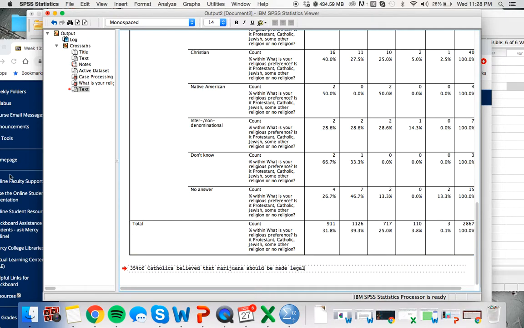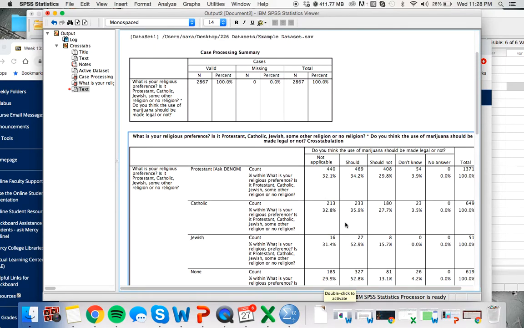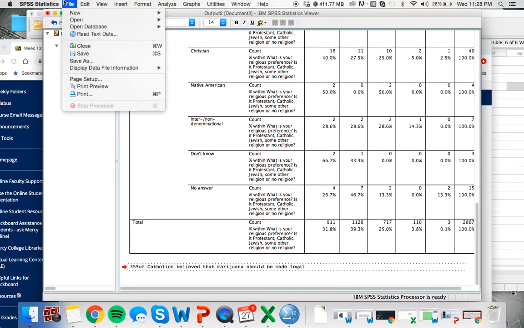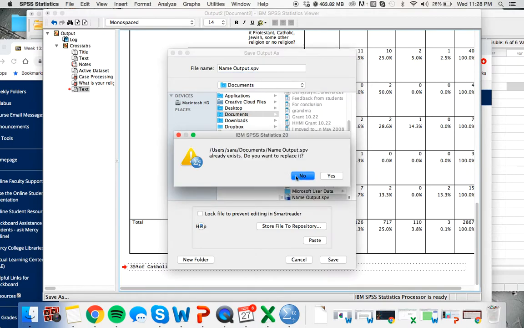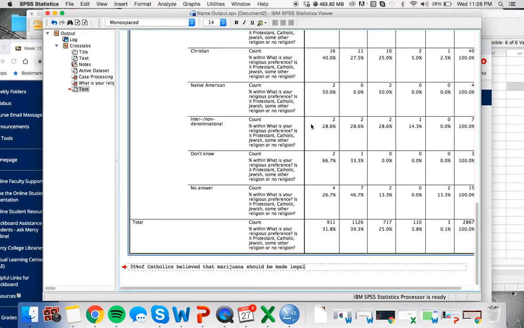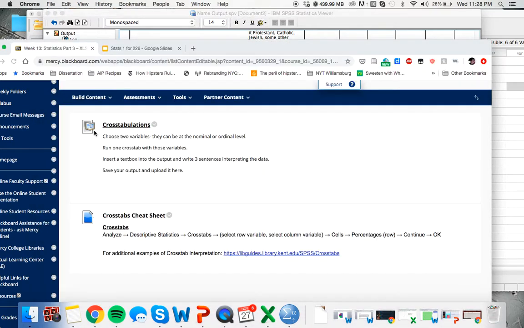Okay, when you are complete with that, after you've written 3 sentences interpreting the numbers that you're seeing here, you're going to save this as an output. Okay, so you'll save as, you'll put your last name, output, and you'll save it, and then, yes, I've already made one of these. Okay, and now it's saved as an SPV file, and that's what you will upload here for your assignment. So it's really just creating the one output and writing the 3 sentences on it.